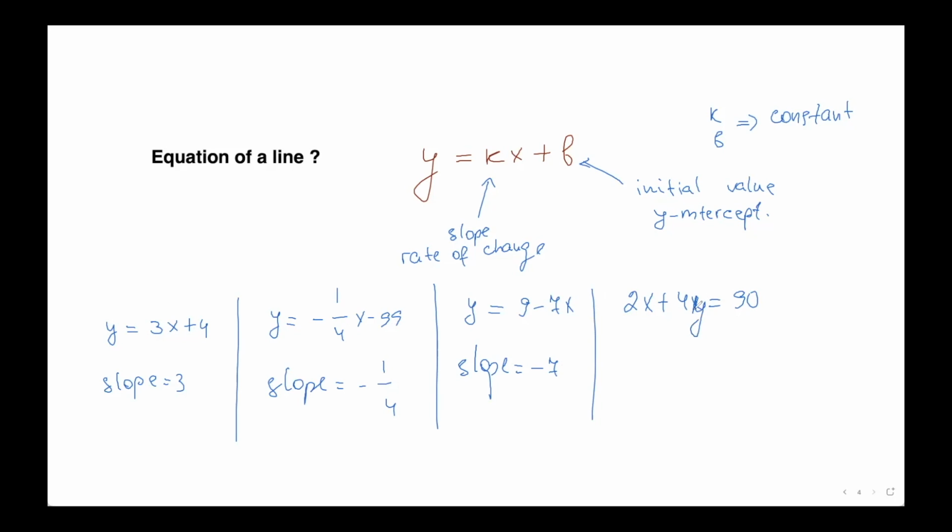So this is y. You can't say that slope is 2. That's wrong. You have to write it in the standard form, and then you can show the slope as the coefficient of x. So 4y is equal to minus 2x plus 90, and y is equal to minus 2 over 4x plus 90 over 4. So as you know, slope here is minus 2 over 4, the coefficient of x, which is minus 1 over 2, or you can write it minus 0.5.